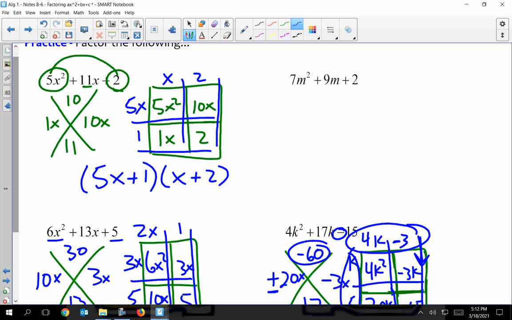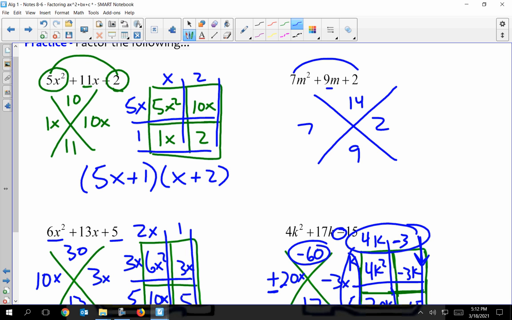Let's go ahead and draw your X. And I'm just going to draw the X on this one. I'll show you something a little bit different. Okay. So I take the first times the last, put it on the top. I take the middle number, put it on the bottom. We know what multiplies to 14 adds up to 9. Not too many numbers here. So 7 times 2 gives me that.